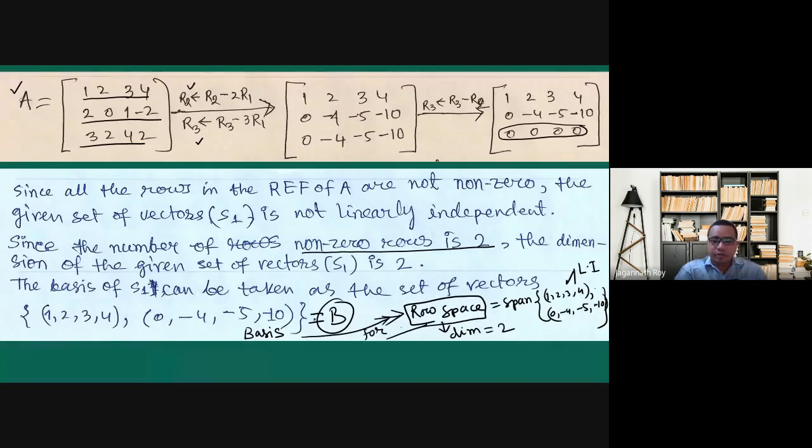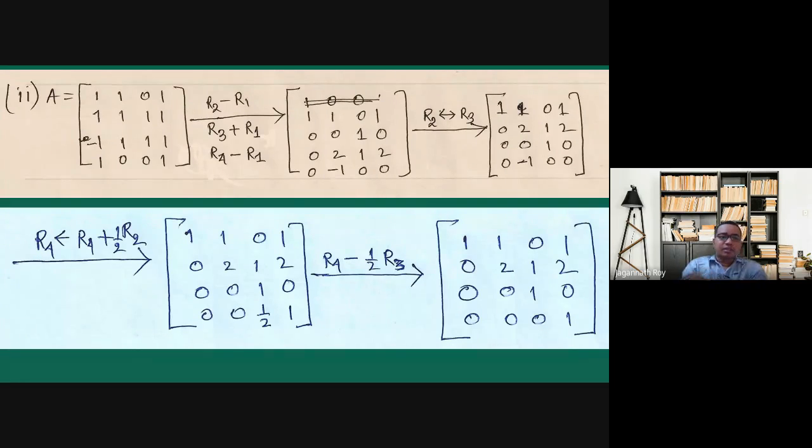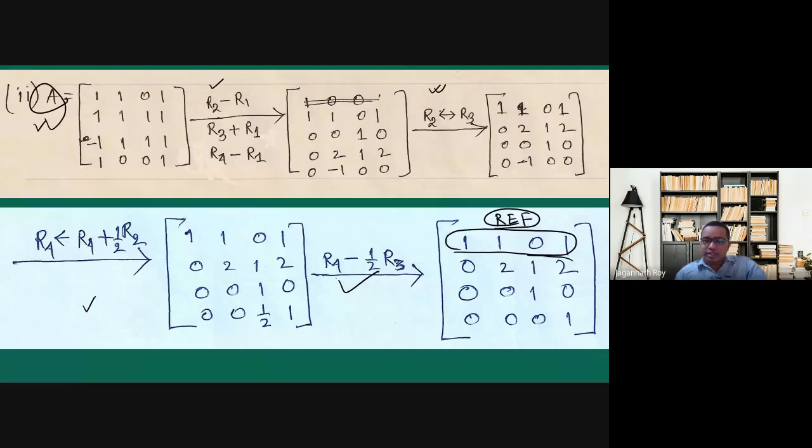Similarly, if we move forward to the second example, we do the row operations again for the matrix and check the row echelon form of the given matrix A. Here we can see that there are no zero rows, so these 4 vectors give rank 4. The rank of A is 4.